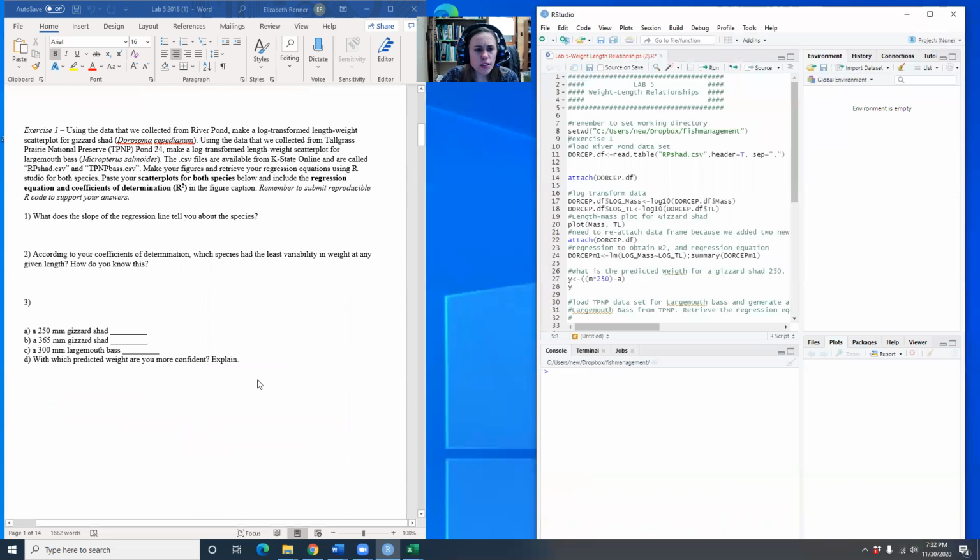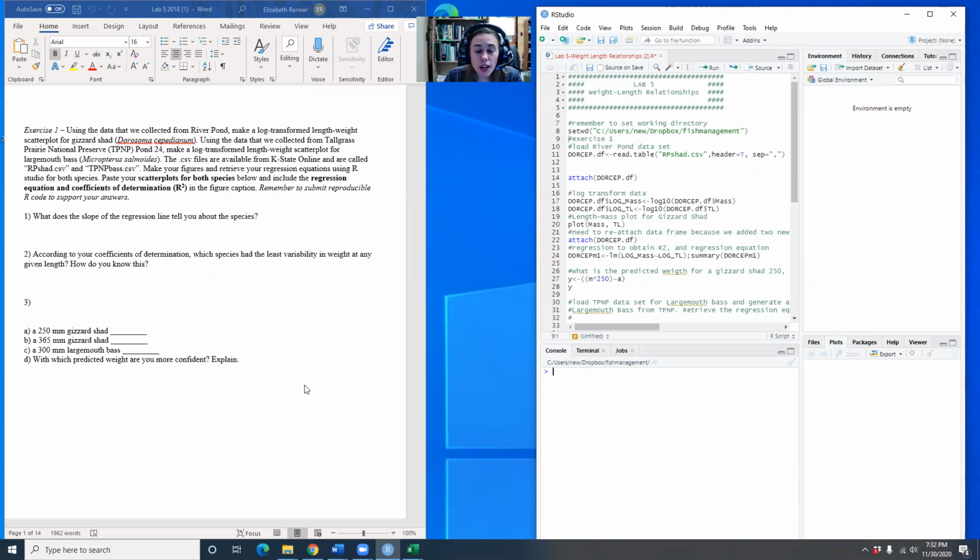For the first exercise, we're going to use the data that we collected from River Pond to make a log transformed length-weight scatter plot for gizzard shad. Then, using the data from the Tallgrass Prairie National Preserve's Pond 24, we're going to make a log transformed length-weight scatter plot for largemouth bass. The CSV files are available on Canvas and are called rpshad.csv and tpnpbass.csv. Make your figures and retrieve your regression equations using RStudio for both species.